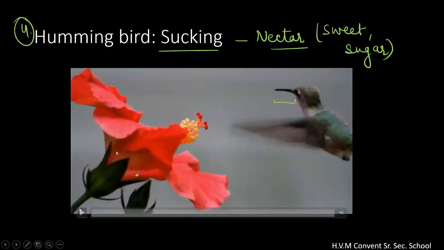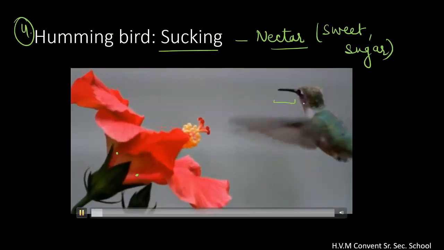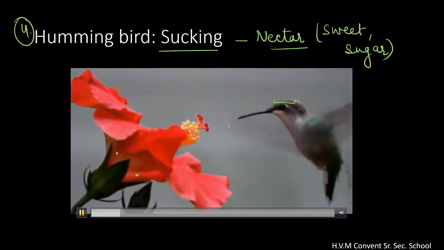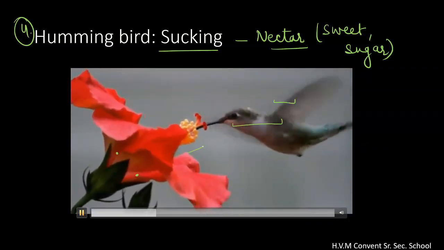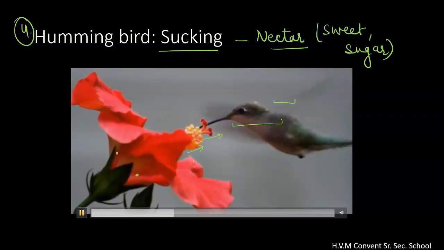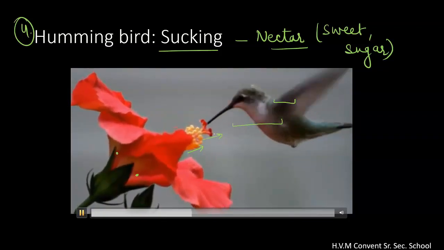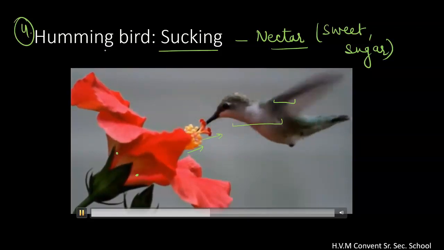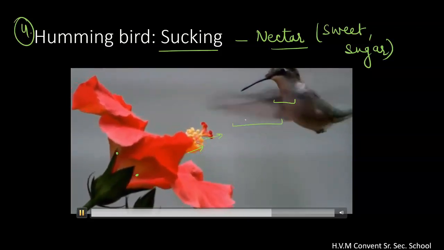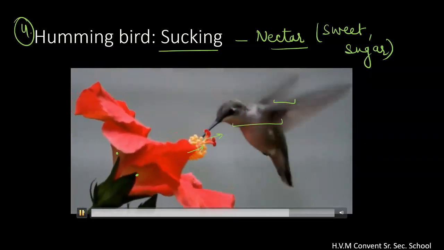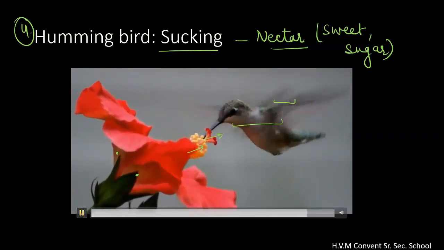So we will just watch this also. So this is how a hummingbird is coming, and with the help of its long beak, it is sucking the nectar from the flower. So this is the mode of intake of food in case of hummingbirds, that it is sucking the nectar of the flower.